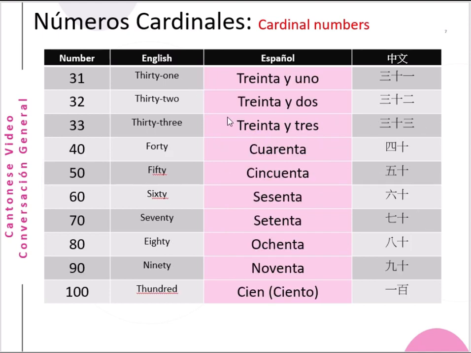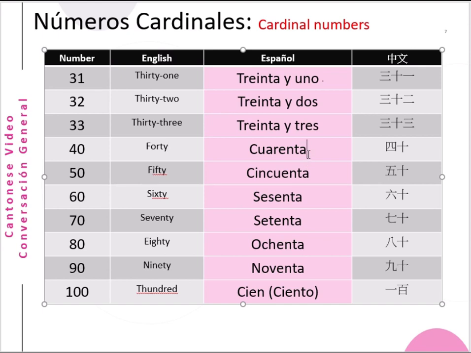And now we continue to count from 31, 32, 33, 40, to hundreds. 31 is 30 and 1, so in Spanish, 31 is treinta y uno. 32, treinta y dos. 33, treinta y tres. 34, treinta y cuatro. 35, treinta y cinco, and so on, until 39, treinta y nueve.